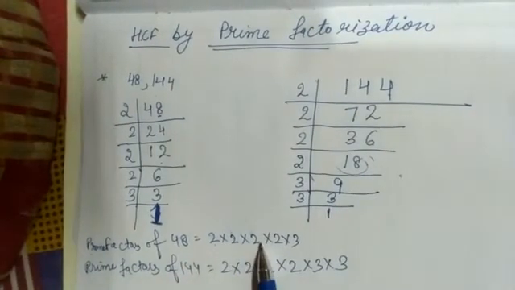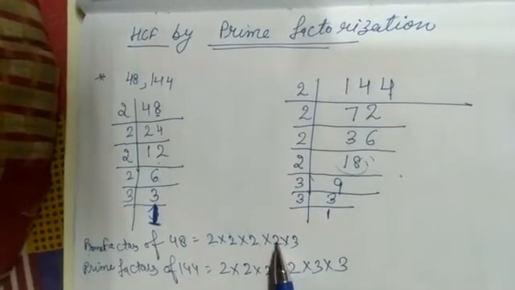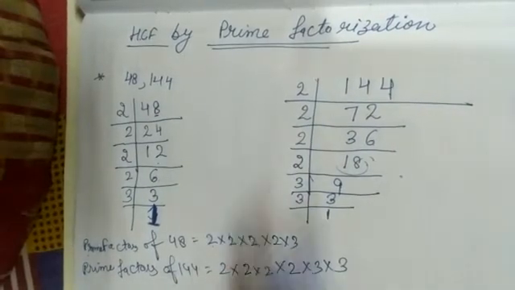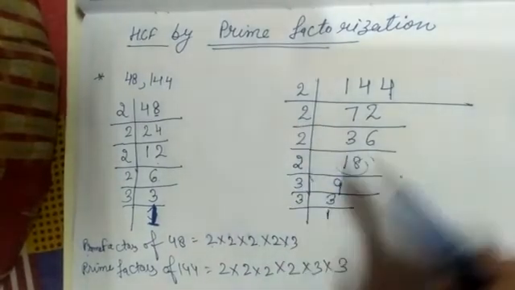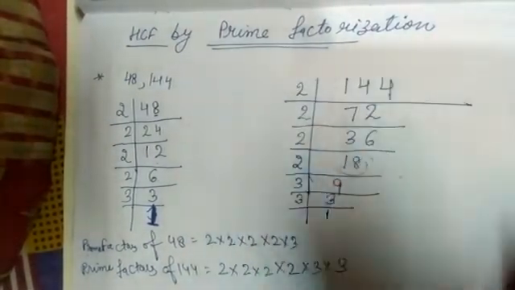You can check if your answer is correct. 2 twos are 4, 4 twos are 8, 8 twos are 16, 16 threes are 48. Similarly, you can multiply these numbers and you will definitely get 144. If you are not getting it, that means something is wrong, and try the whole method again.